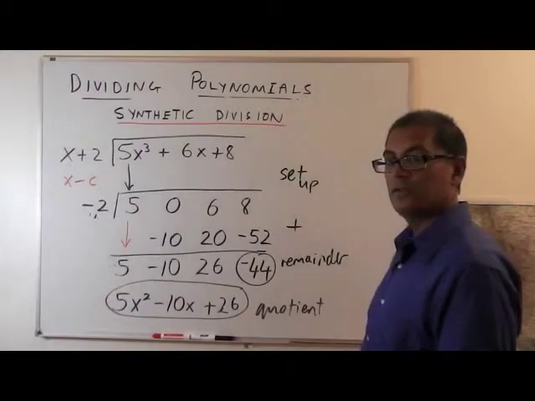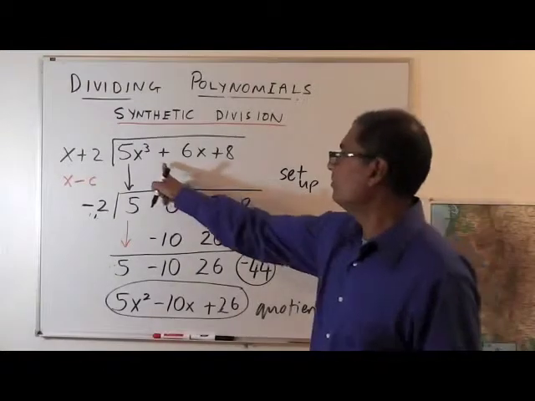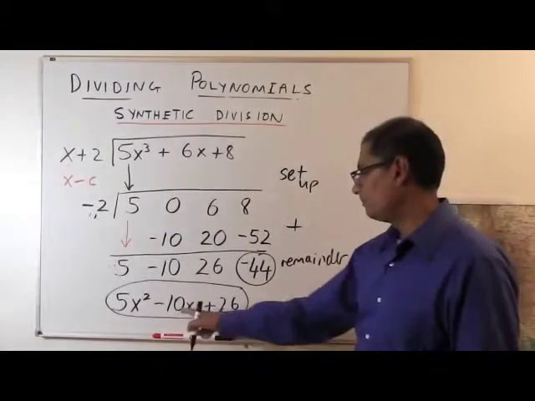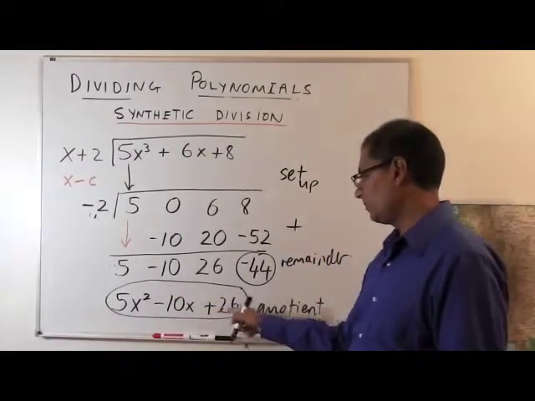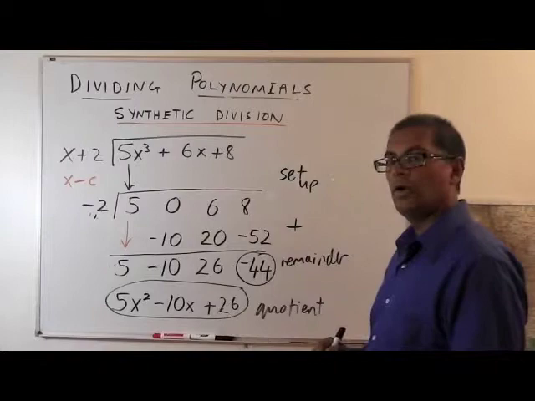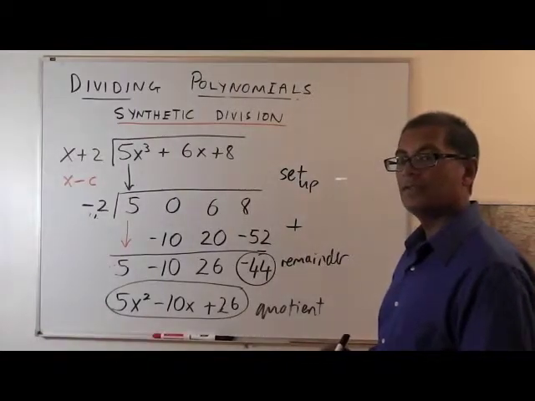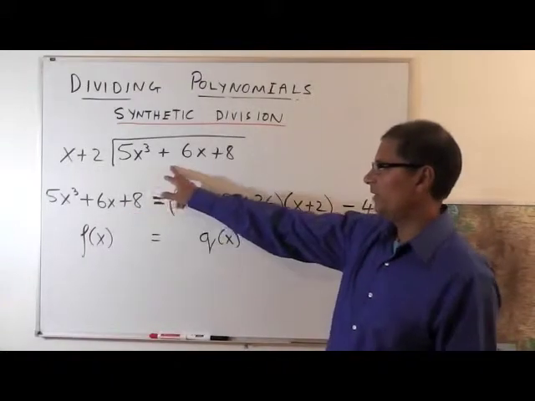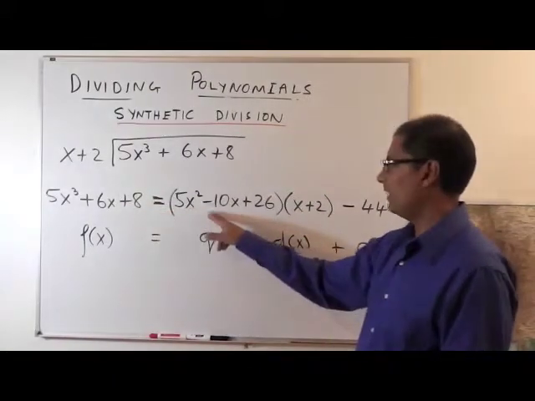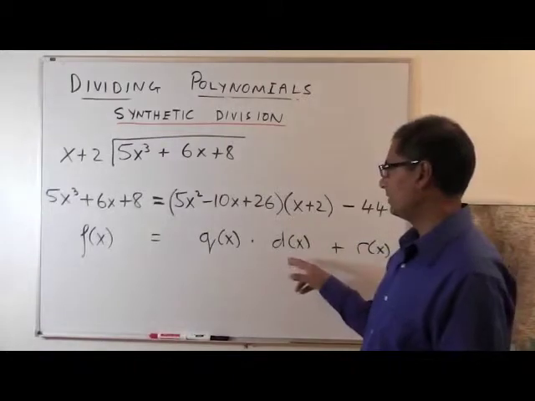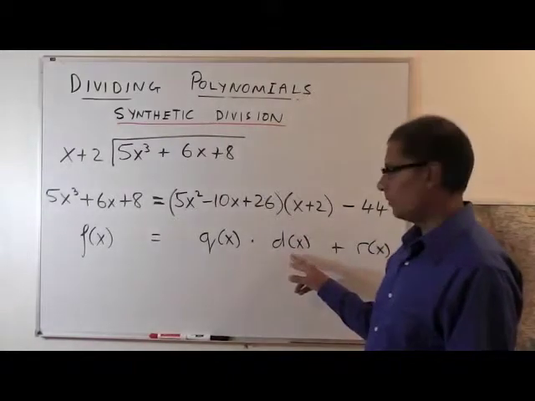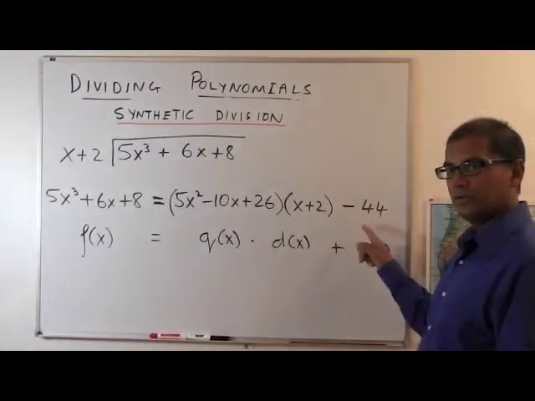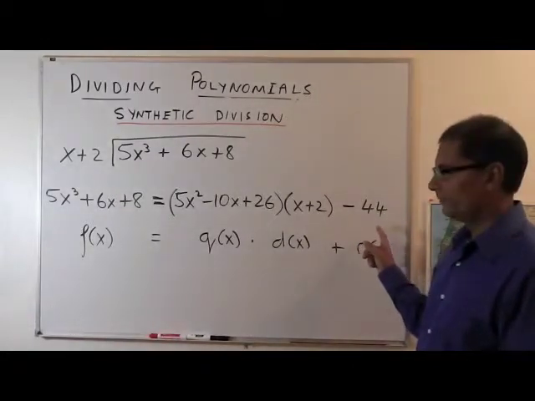And we're finished our division. So 5x cubed plus 6x plus 8 divided by x plus 2 gives me 5x squared minus 10x plus 26 with negative 44 as a remainder. Let's summarize this. We can see that 5x cubed plus 6x plus 8 is equal to the quotient, 5x squared minus 10x plus 26, times the divisor x plus 2, plus your remainder, which is negative 44 in this case.